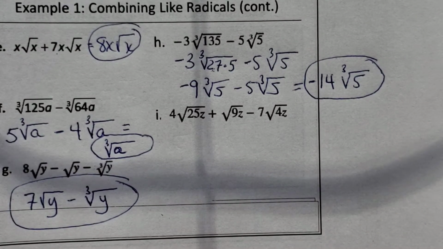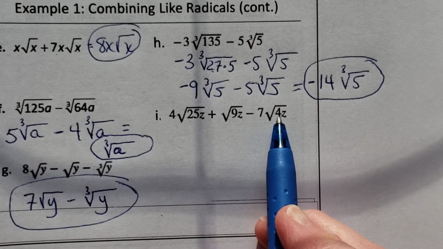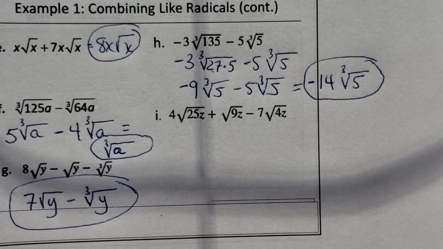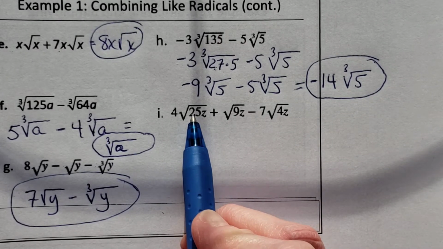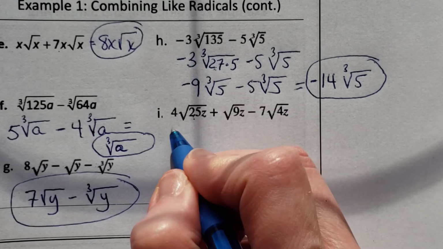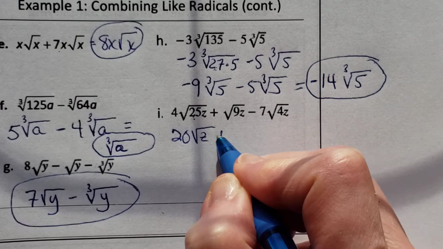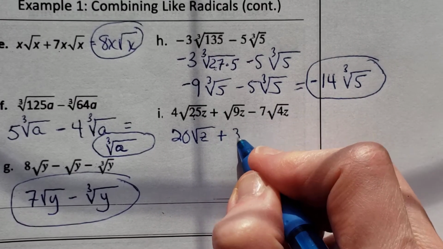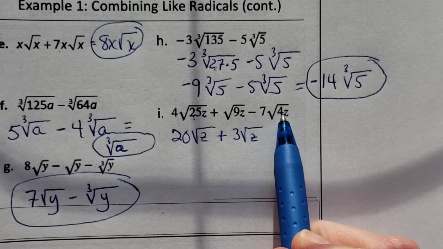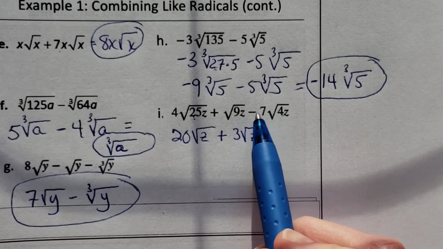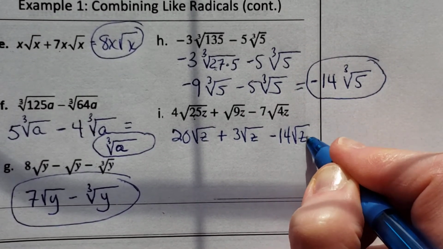All right, and then letter I. It looks like everything inside the radical, as far as the numbers, are all perfect squares. So it looks like our z will be left by itself. The square root of 25 is 5. So if we bring our 5 out, 5 times 4 is 20. So 20 square roots of z plus the square root of 9 is 3, 3 square roots of z. And then the square root of 4 is 2. So we have to multiply 2 times negative 4, which is negative 8 square roots of z.